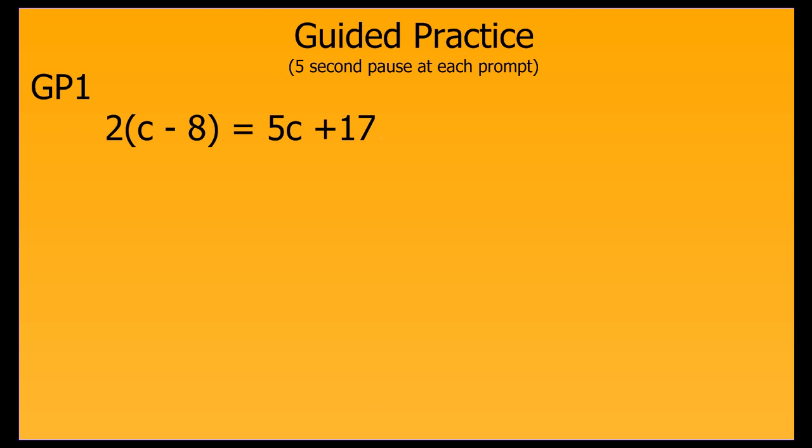Now for our guided practice section, we're going to work through some problems together. You do not need to write down these problems, just step through them with me. At each step, I'm going to prompt you with the question you should be asking yourself. Then I'll pause for about 5 seconds for you to think about it and answer it for yourself. Then I'll show you. So, for this problem, our first question is, what are we trying to do here?